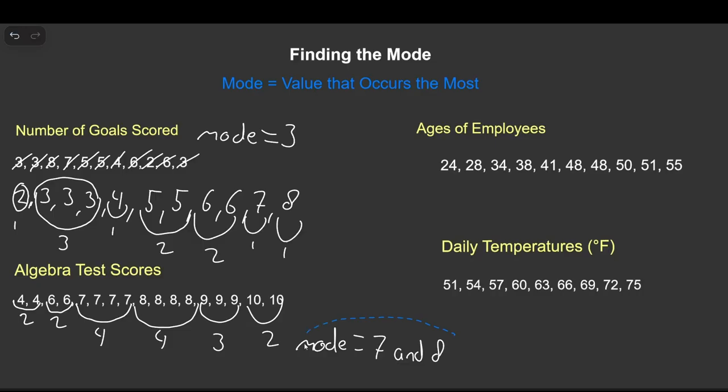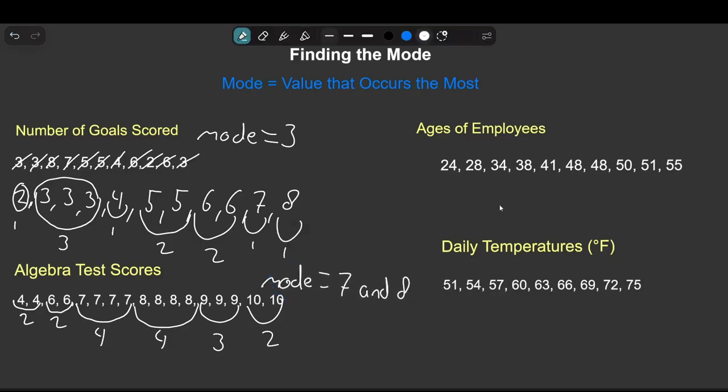Let's get this out of the way a bit. So now to the third one. We have ages of employees. Now this one is already ordered from least to greatest, so we're not going to order them by hand.